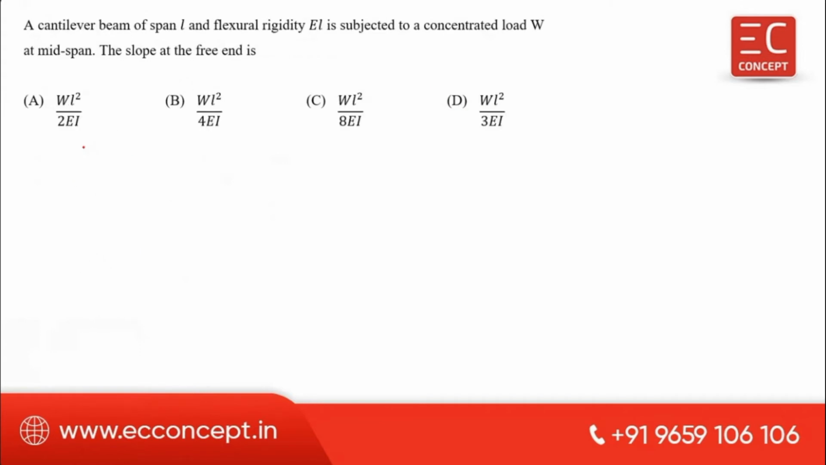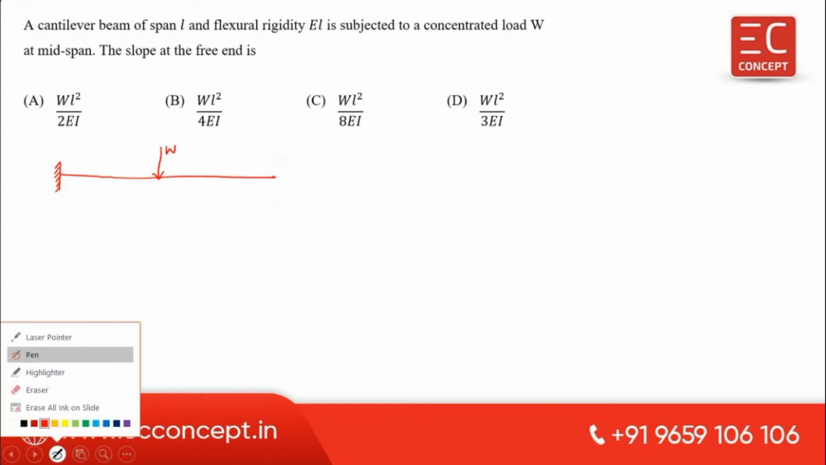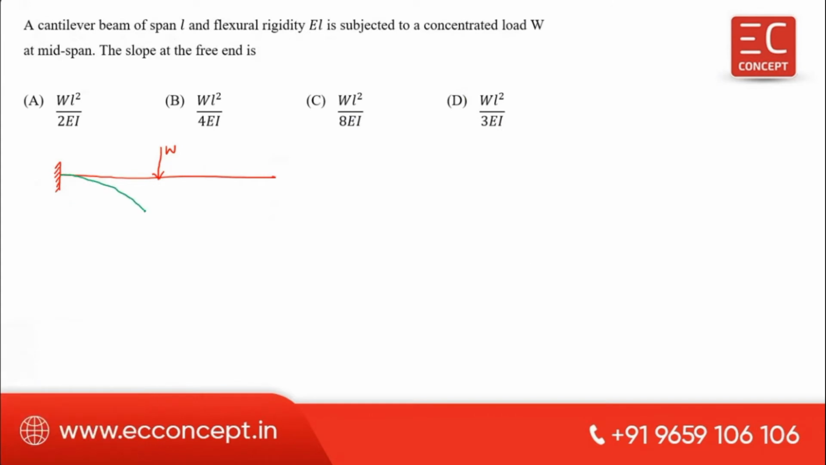Okay. Now, a cantilever beam of span L and flexural rigidity EI is subjected to a concentrated load W at midspan. The slope at the free end is. So this is the beam. At a midpoint, there was a load. So we know that this beam will bend something like that. Up to this load, it will bend as a curve. Then it goes as straight. Now, this point is A, this point is B, this point is C.